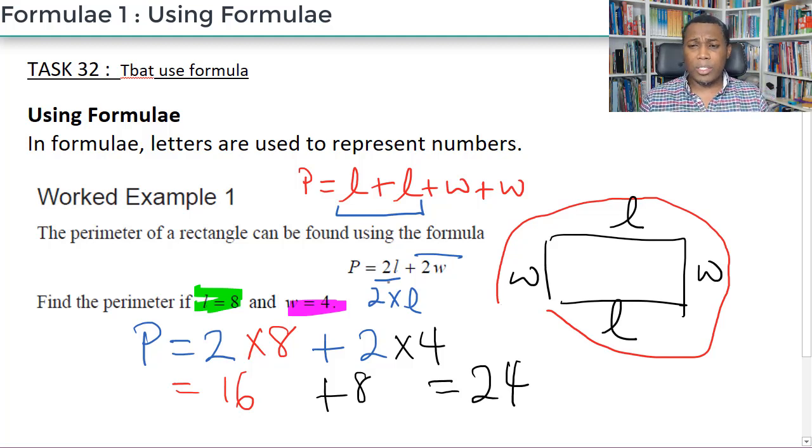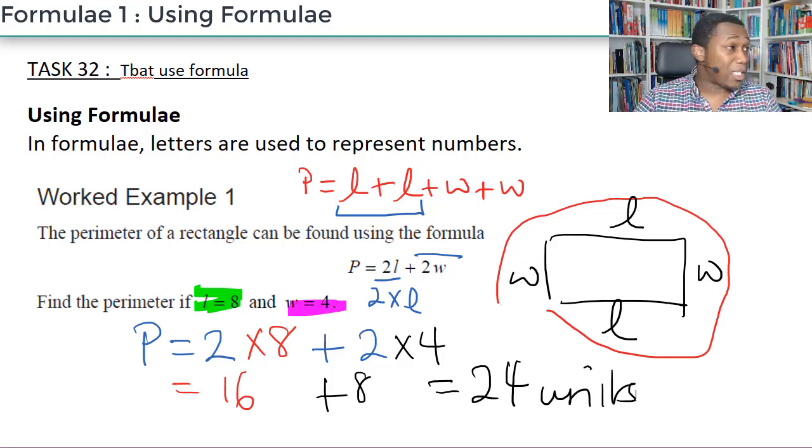We weren't told what units, so we won't put centimeters or meters. I will just put the word units, 24 units, whatever the units might be. And that is the perimeter of this particular shape. That's how you use formula. That's how you do substitution.